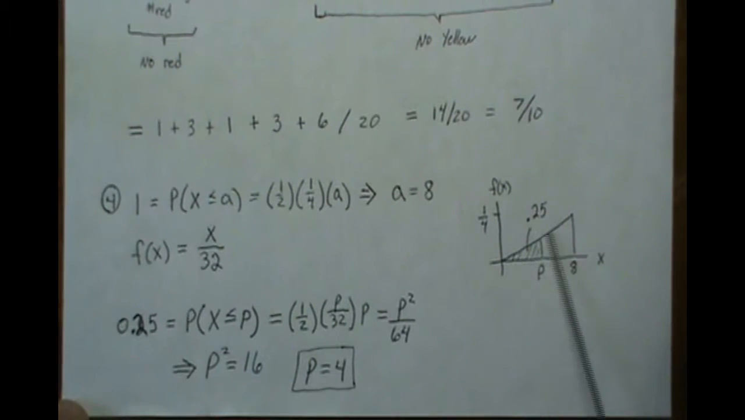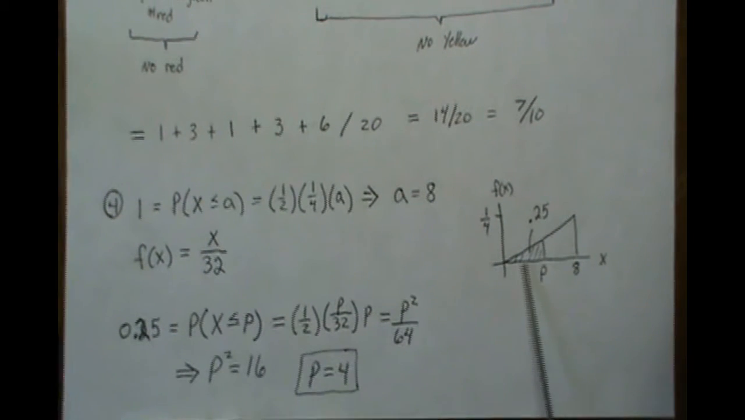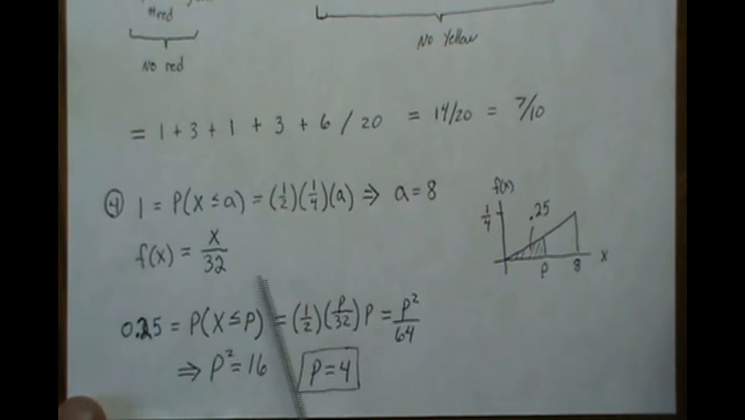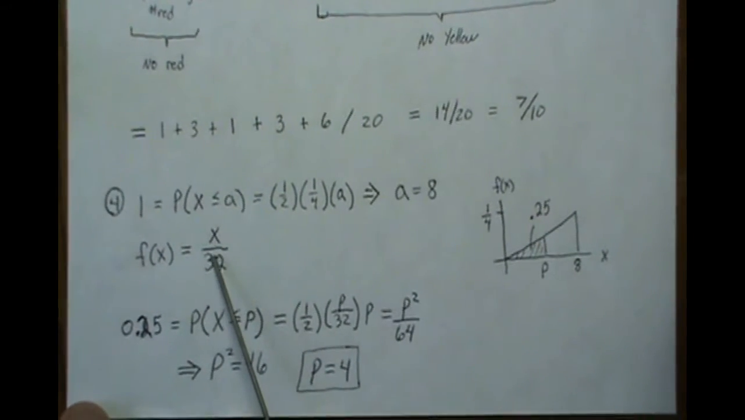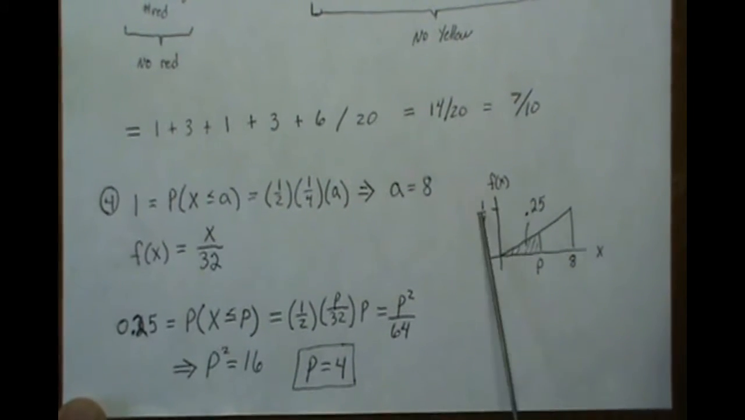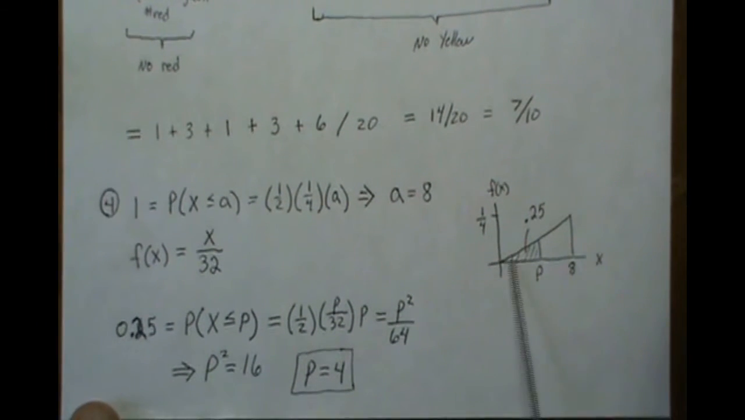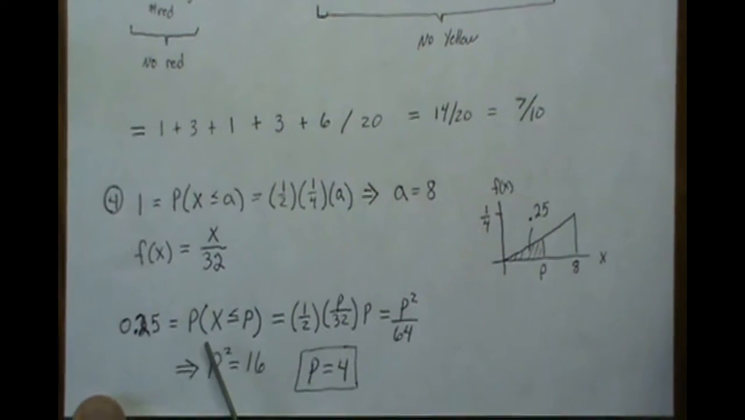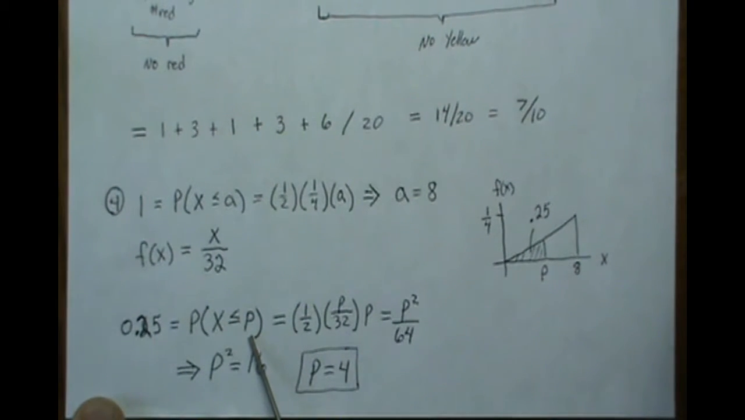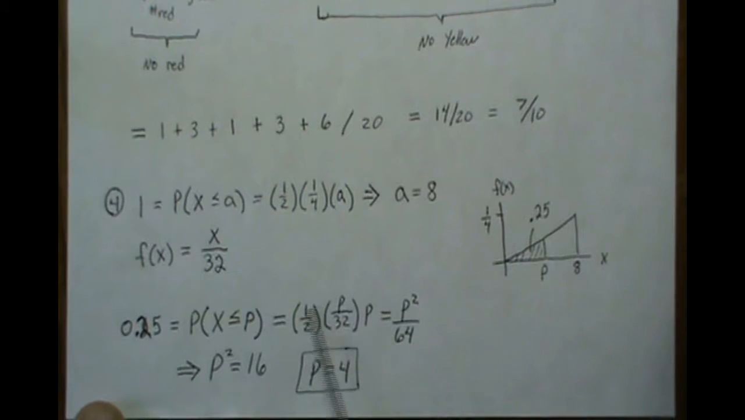Now, this ends up being the function, so you can integrate that if you want, but I think it's easiest since this is also a triangle. Actually, I use that for this triangle. So this is the function for the height. When we're at 8, we're at 1/4. When we're at 0, we're at 0. So we want this area of the triangle to be 0.25, so the probability of x being less than or equal to p is 1/2 the height times the base. You can solve that. You get p squared is equal to 16, or p is equal to 4.